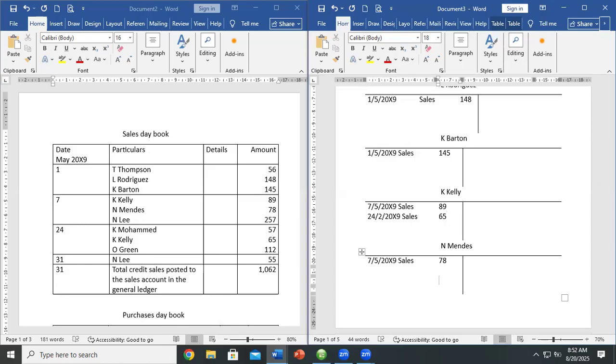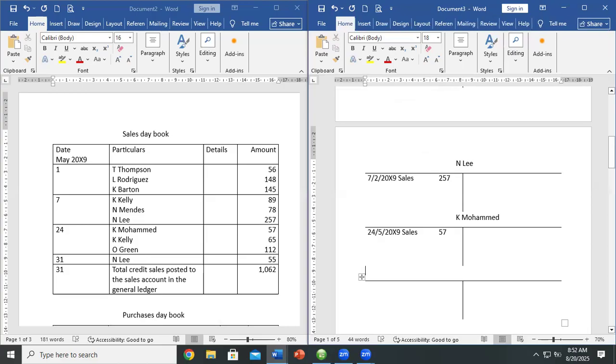The next one is O. Green. We don't have O. Green's account, so we need to open O. Green in our sales ledger. And also debit O. Green with the sales on the 24th of May 20x9. Sales, and that is a total amount of 112.